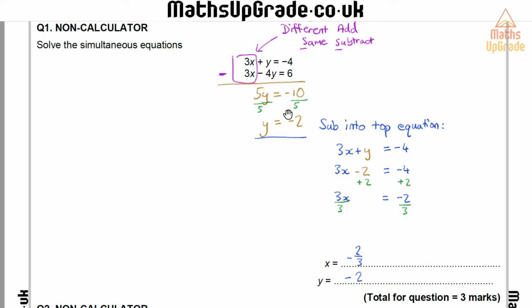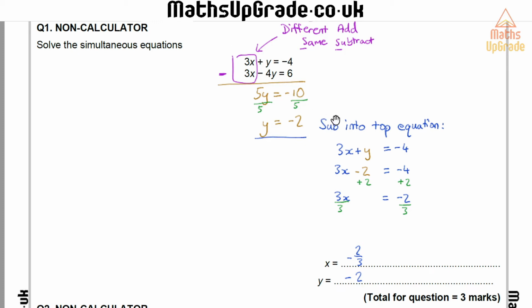Next, I'm going to divide both sides by 5, since y is being multiplied by 5, and that's an inverse operation. That gives me y equals negative 2. Now to find the value of x, I'll substitute this value of y into any equation I want. You can pick any equation you want, it doesn't make a difference. I'm picking the top one, just because it looks easier since I don't have a coefficient of y.